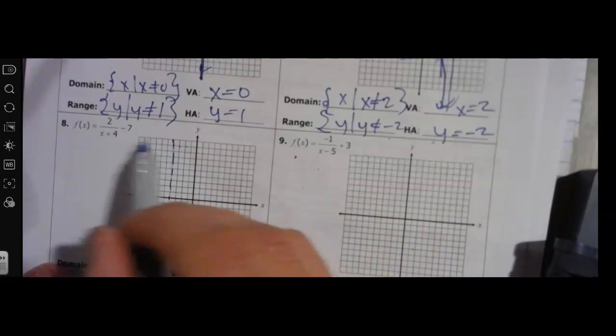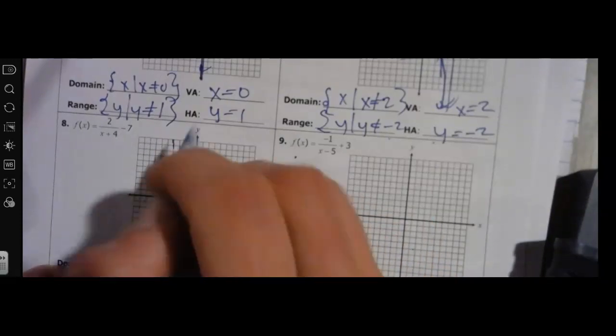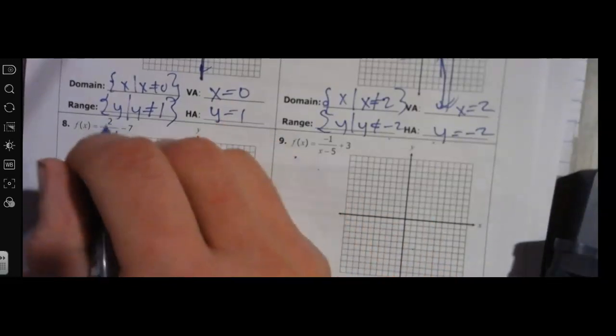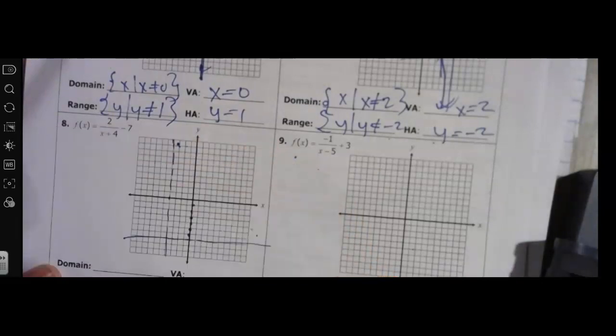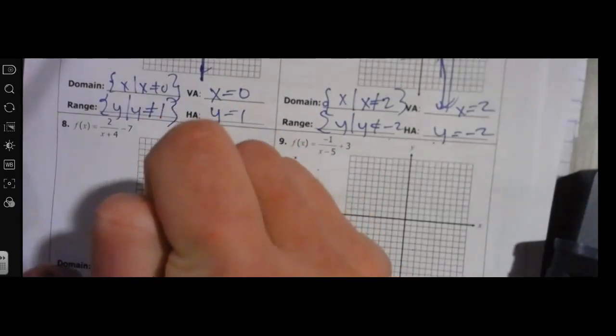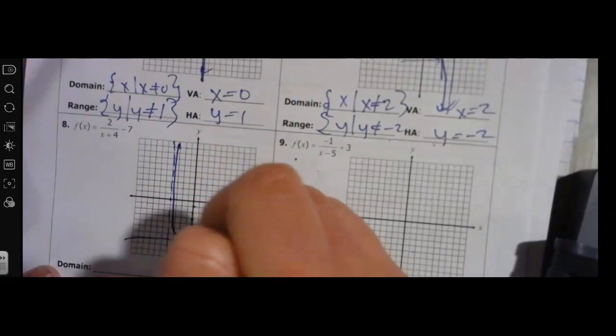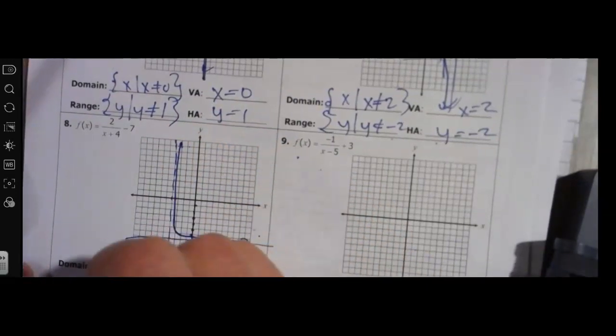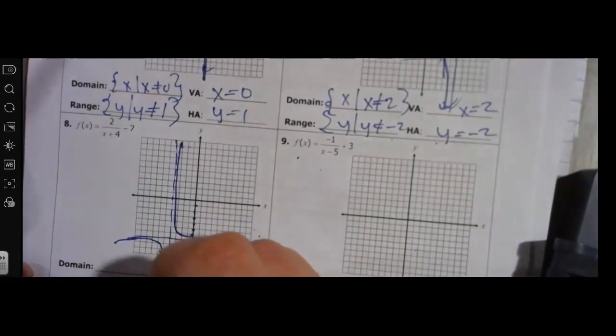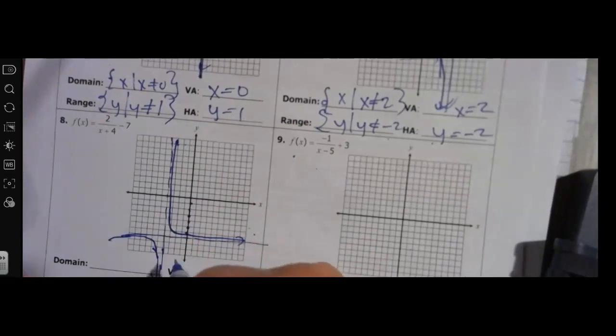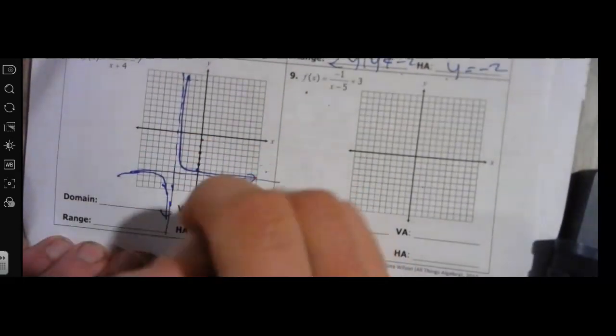Okay, and it's not reflected, so it's still first and third. So in this direction, it's going to be a stretch of 2. So we just come down here, and then come in there like that. Come in here like this, approximately. And so x equals negative 4 is our vertical asymptote. Our horizontal asymptote is going to be y equals negative 7.